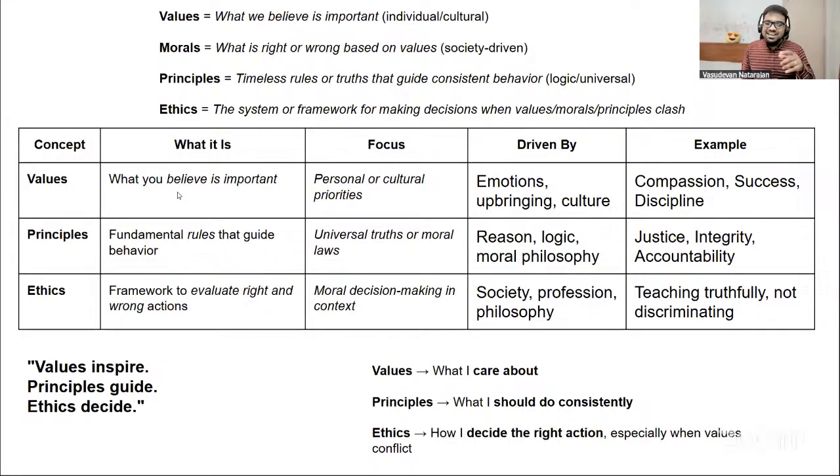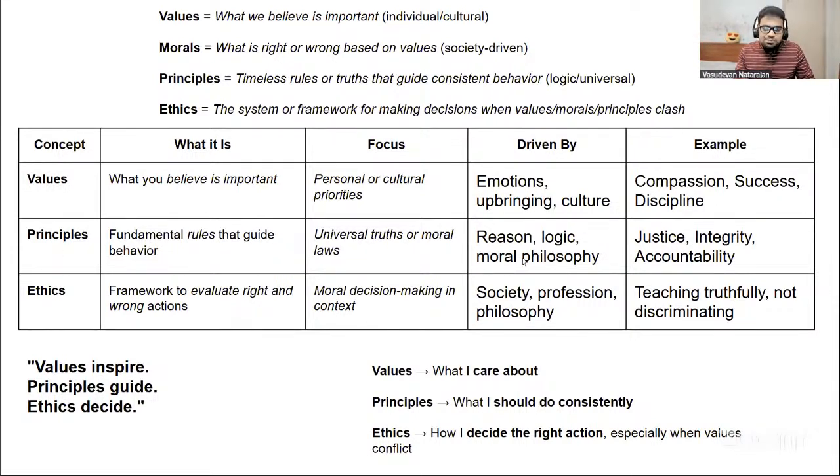Nice, right? After that, the focus: personal or cultural priorities for values, universal truth or moral laws for principles, and moral decision making in context for ethics. Like, what is the scenario? I need the evidence for whatever you've done. Values are driven by emotions, upbringing, and culture, with examples like compassion, success, discipline. All these are your own attributes of character.